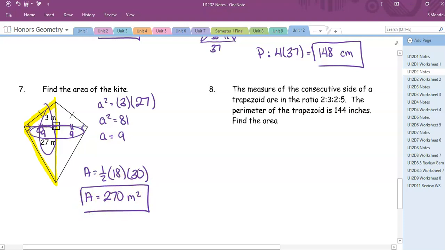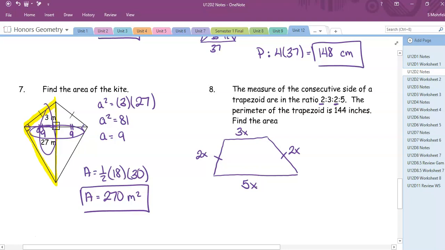Okay. Number 8, the measure of the consecutive sides of a trapezoid are in ratio of 2 to 3 to 2 to 5. The perimeter of the trapezoid is 144 inches. Find the area. So kind of the key parts right here are the fact that I see a 2 and a 2, which implies to me that this has to be an isosceles trapezoid. So I'm going to draw it out so it kind of looks like that. There's my trapezoid, kind of. So I'm going to call this 2x, 3x, 2x, and 5x.